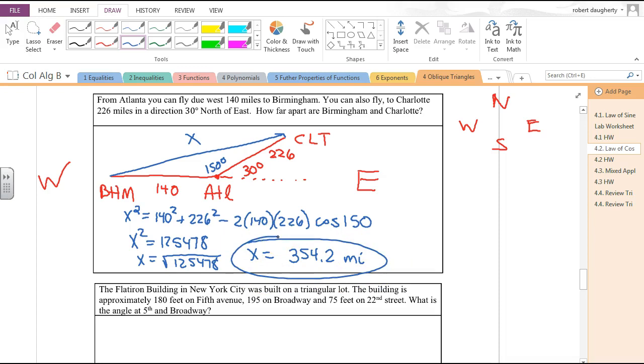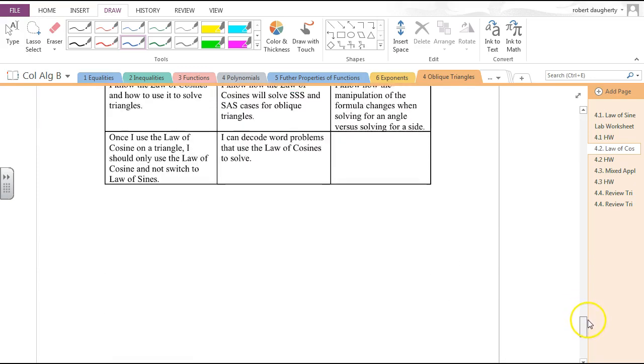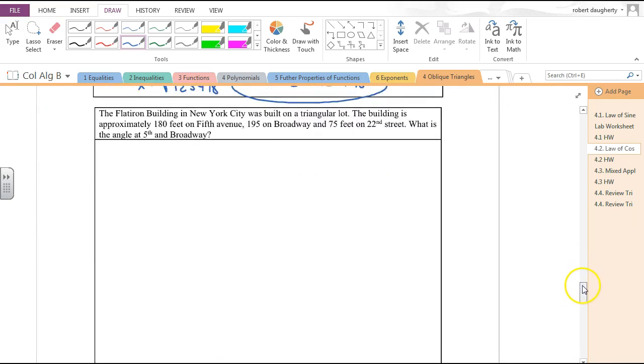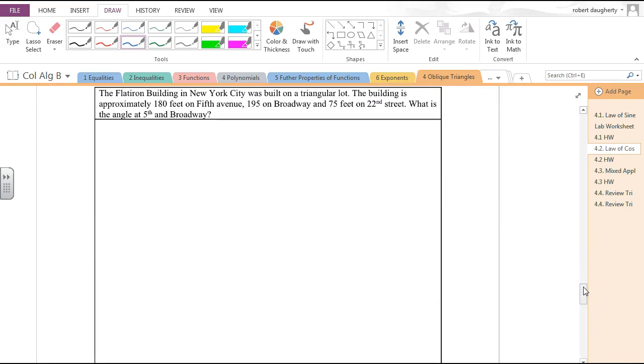Okay? So in each of these problems, the key is the drawing. You got to get the drawing, and then you're solving a triangle. And one more, and then we're done. So now you do not have to have been to Manhattan to figure this out. Because it doesn't matter if I draw it upside down or sideways or what.